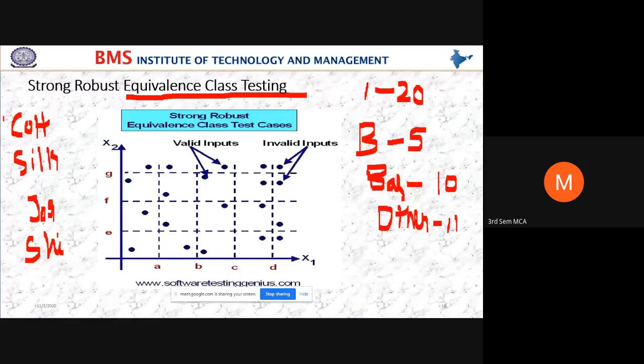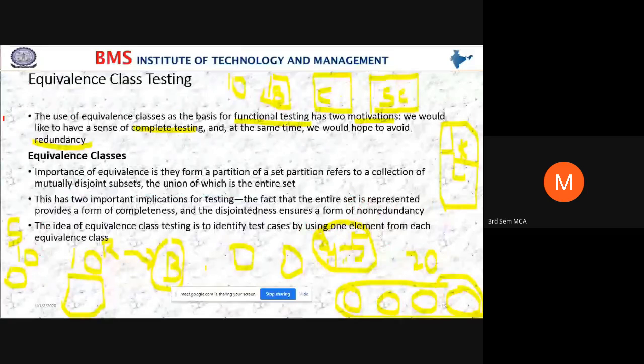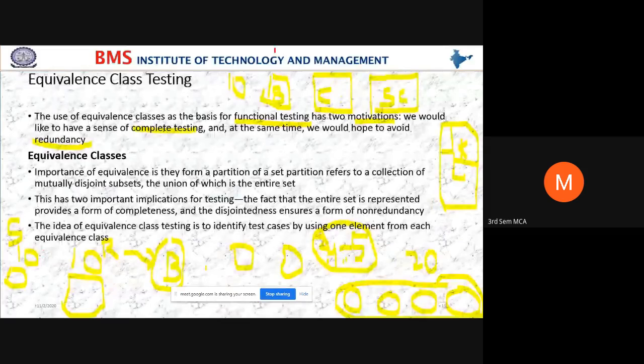Do you understand what equivalence class testing is? That's why in the beginning I told you, in equivalence class testing it avoids redundancy. Why does it avoid redundancy? Because it is disjoint, it is not joint. Joint means combined. It is disjoint, and it has subsets.